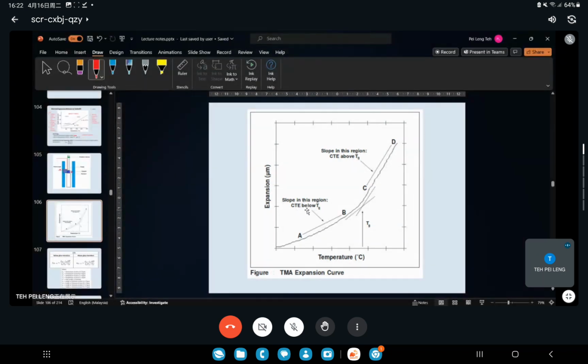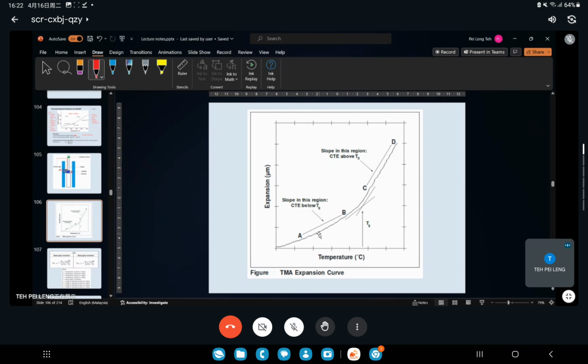Okay, so you see, sometimes they write CTE below TG. You need to be careful of CTE below TG and CTE above TG. Then sometimes they will say CTE before TG and CTE after TG. These two things, you need to be careful. So you must understand, then only you know where it is. CTE after TG, you put it here. Okay, this is CTE before TG and CTE after TG.